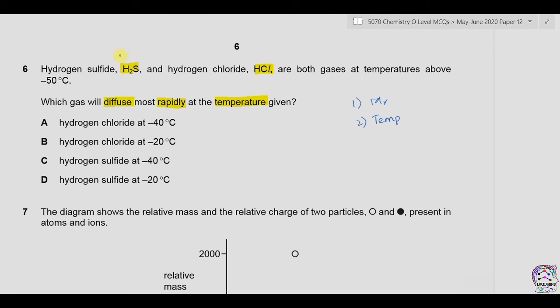The first one is hydrogen sulfide and there are 2 hydrogen atoms, so finding the molecular mass we have 2 plus the molecular mass of sulfur, which is 32, so it becomes 34. For HCl we have 1 for hydrogen and 35.5 for chlorine, so the molecular mass of HCl becomes 36.5. As we can see, hydrogen sulfide has lower molecular mass, so it will diffuse faster. So option C or option D could be correct. Now let's find out which temperature is higher. -20 degrees centigrade is higher as compared to -40 degrees centigrade. So therefore the answer is D.